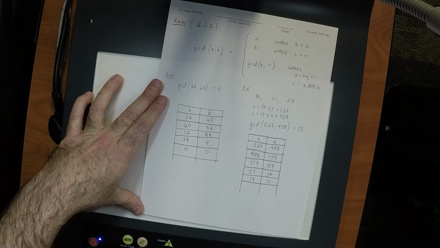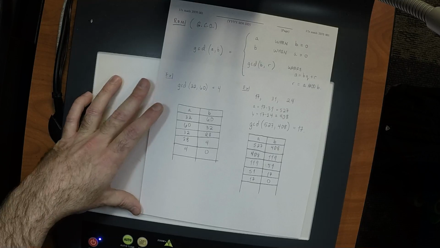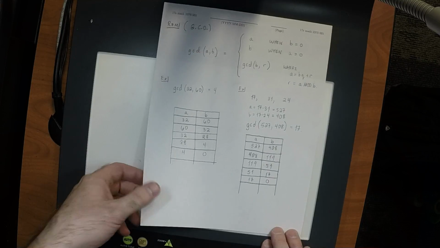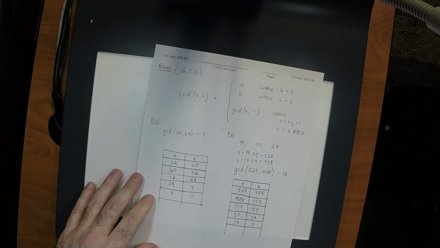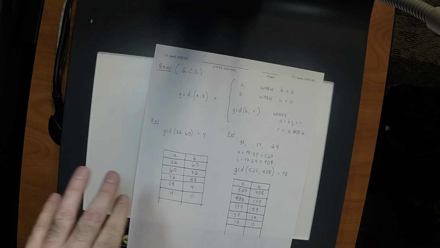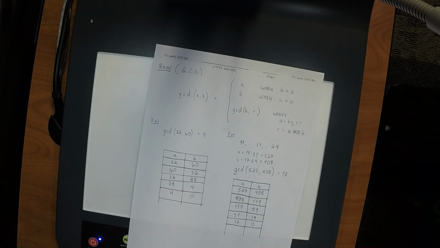Okay, any question about this? Okay, interesting. So this is greatest common divisor. This is the straightforward way to compute greatest common divisor. So any questions about this? Because now we're going to move on to something that has even more greatest common divisor-ness to it.